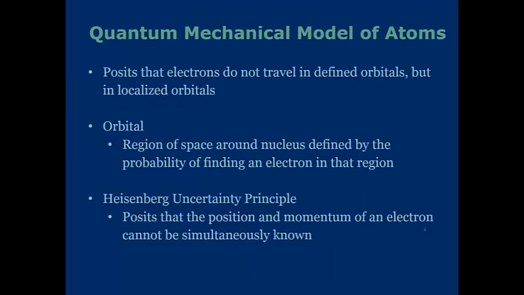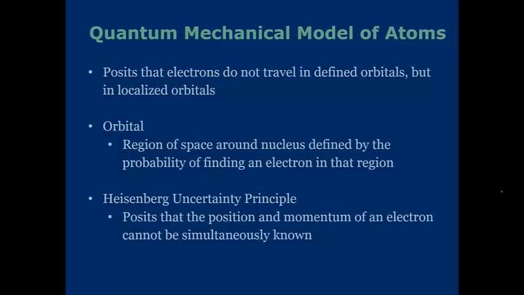The quantum mechanical model of atoms simply posits that electrons don't travel in defined orbits but in localized orbitals, basically saying that they don't have concise paths, which a lot of textbook diagrams show. Electrons simply don't move uniformly. They move randomly in localized areas, which is what quantum mechanics is simply stating. Because of this, quantum mechanics largely bases itself on approximations.